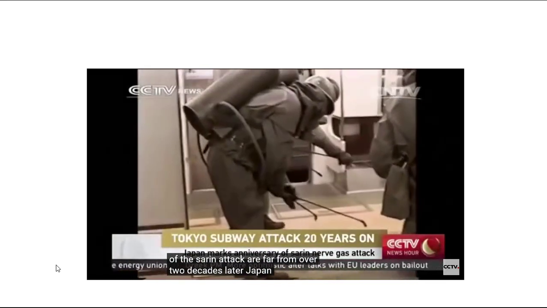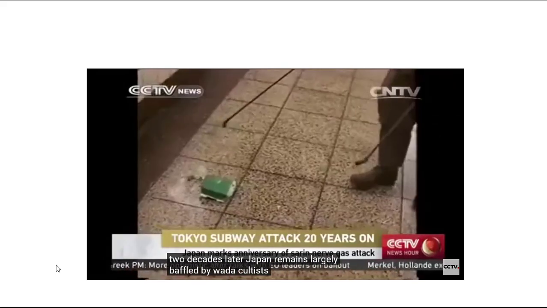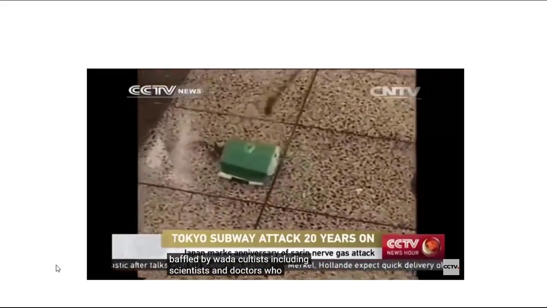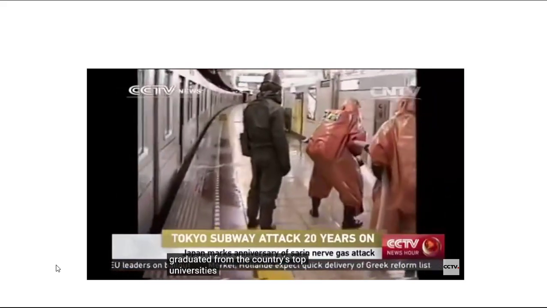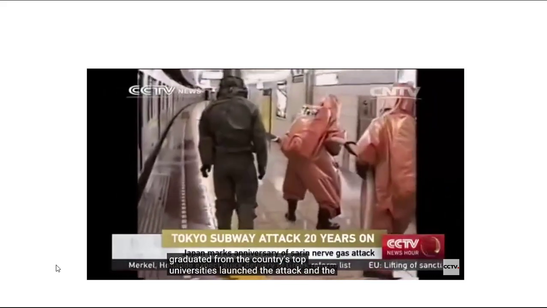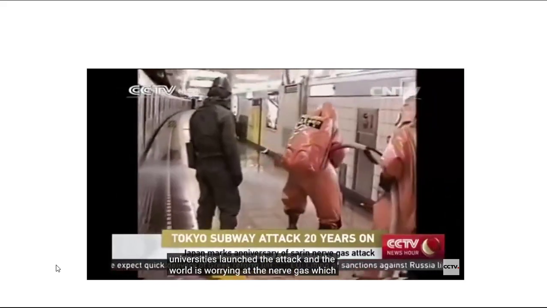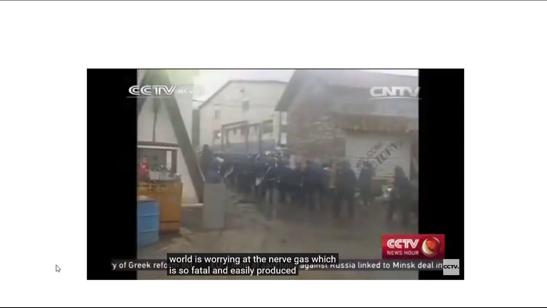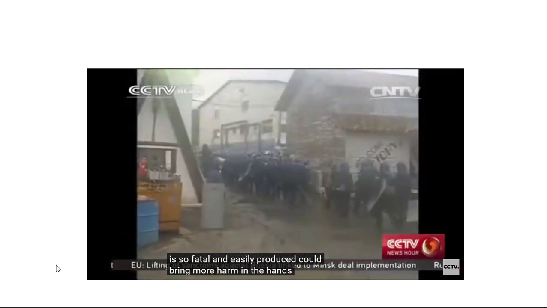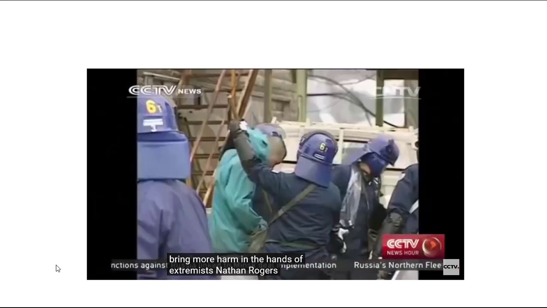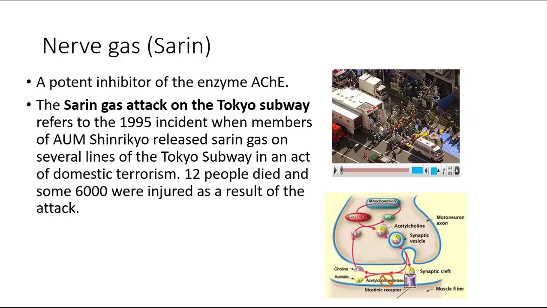2 decades later, Japan remains largely baffled by why the cultists, including scientists and doctors who have graduated from the country's top universities, launched the attack. And the world is worrying that the nerve gas, which is so fatal and easily produced, could bring more harm in the hands of extremists. Nathan Rogers, CCTV.